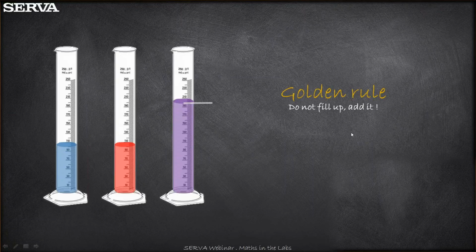At this point, I would like to mention the golden rule in the lab, which has at the moment nothing to do with mathematics, but please never fill up. Measure beforehand, so measure solution A and B, and then just add them. If you don't do that, sometimes molecules of different solutions fit together, and so the volume will be lower than the two single solutions. And if you fill it up to the volume you want to have, then the ratio of these two solutions would change completely.